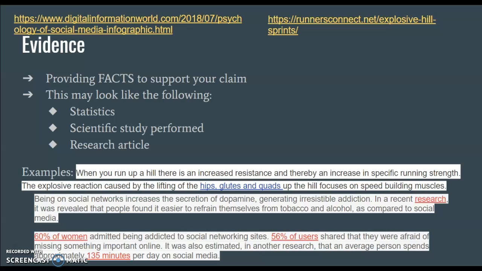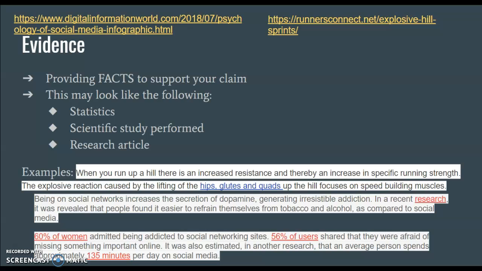So when I made one of my claims that running hills can increase your speed, okay, I might want to talk about how, running up an incline, you have to recruit more muscles. And so it's actually building muscles that you might not use as much otherwise on flat surface running, such as your hips, glutes, and quads. I could talk about the science behind stressing muscles, how we're recruiting more muscle cells. The body is identifying that as a need. I could have gone a lot of different ways with that science. But whatever I'm doing, I'm just providing facts that provide evidence.